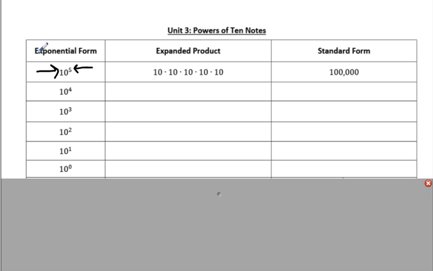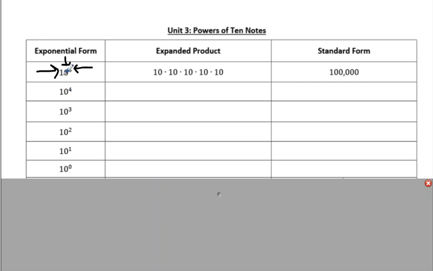Remember, there are 3 types of form: exponential, so that's where we have the exponent written; expanded, where you see 10 times 10 times 10 times 10 times 10; and then our standard form, which is just what it multiplies out to be. So we're going to go ahead and fill out this chart to look at the patterns that the powers of 10 have.